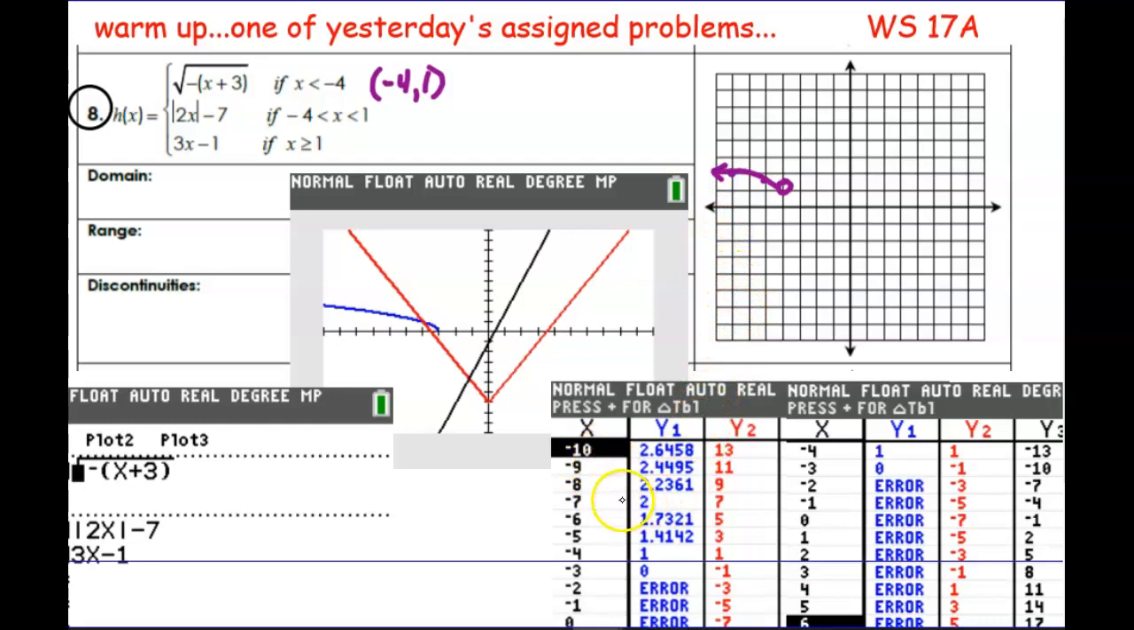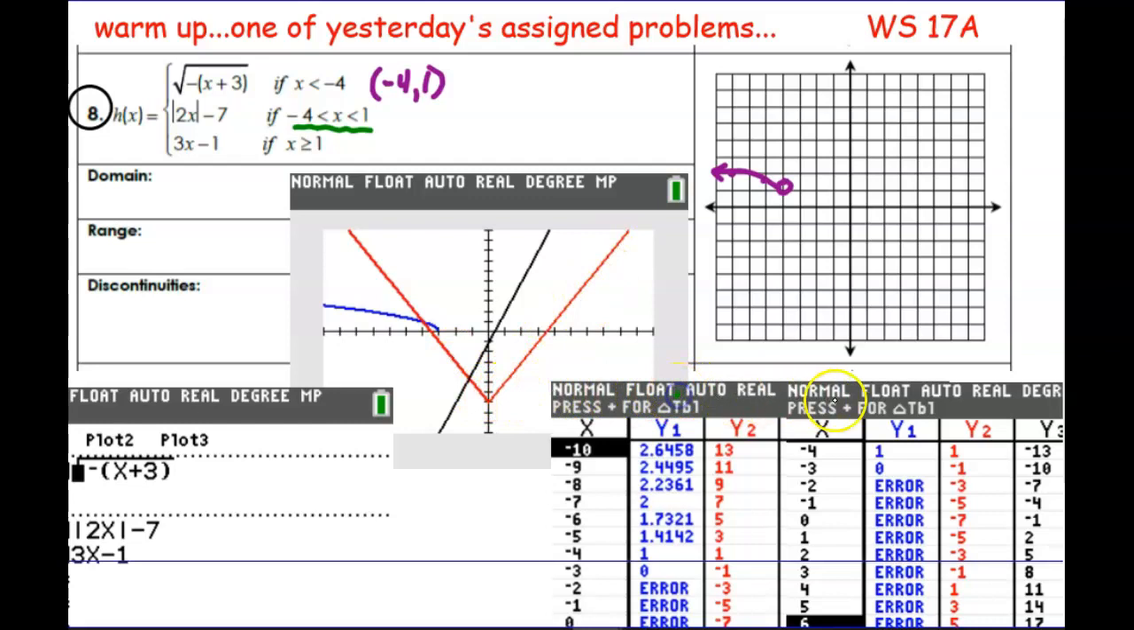I just graphed a couple of these points here. All right, then I'm going to switch to this one between -4 and 1. What shape is this one? The V, yep. And I'm supposed to go from -4 to 1.